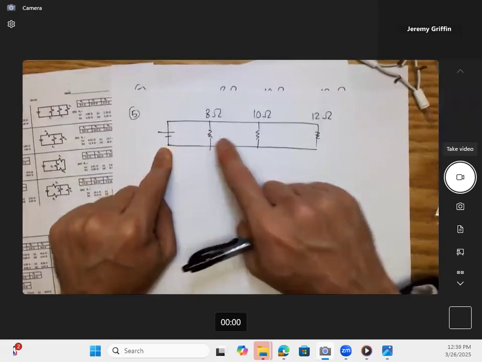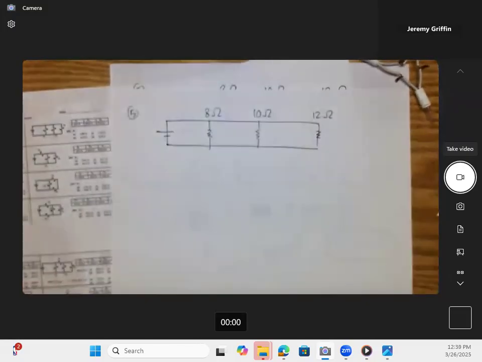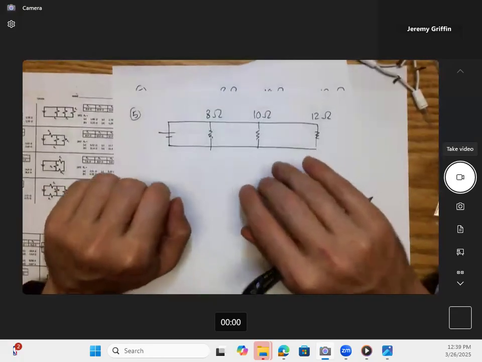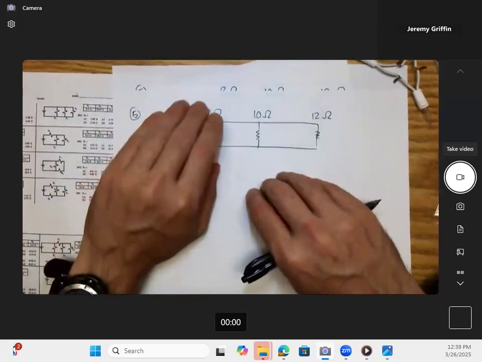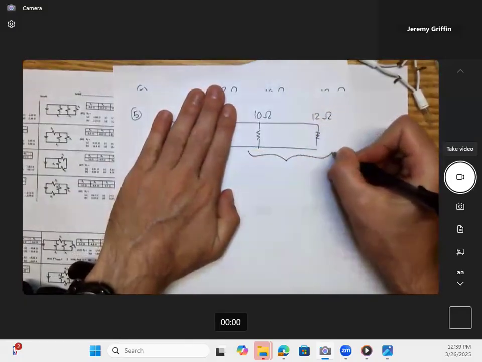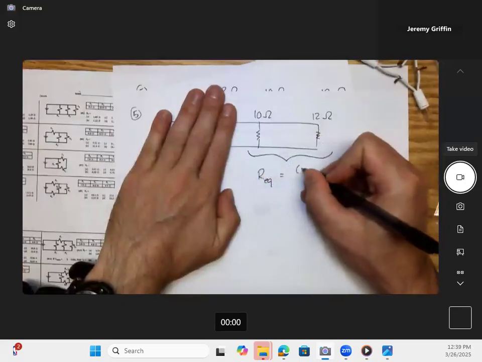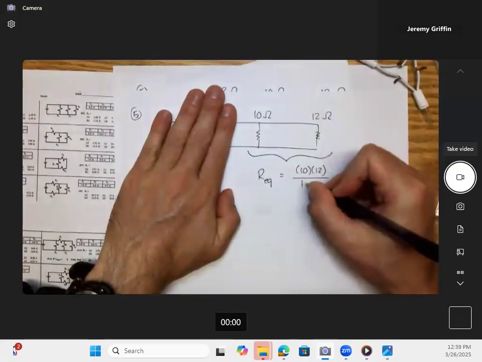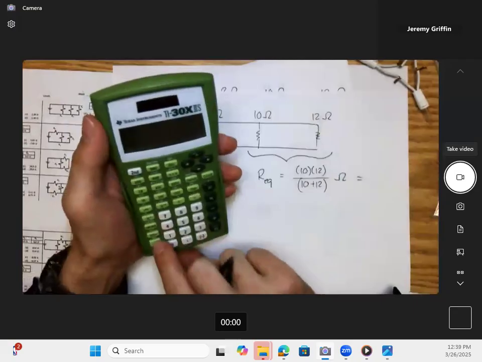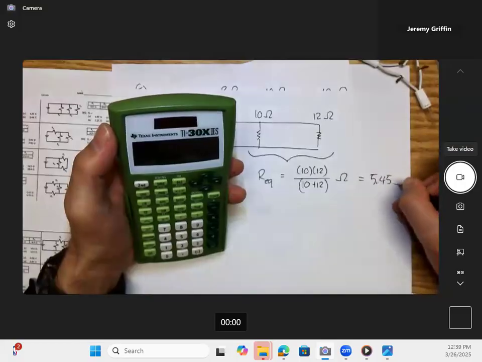Find the voltage source, fly over to the opposite side of the circuit, work your way back towards the voltage source. Now, this particular setup where they're all in parallel, if you break that rule, it still works, but that won't be the case for anything after this. So always start as far away from the voltage source as you can. I have these two right here, and those two are in parallel, so I'm going to do a product over sum. So resistance equivalent is 10 times 12 over 10 plus 12 ohms. That's 120 over 22, about 5.45 ohms.